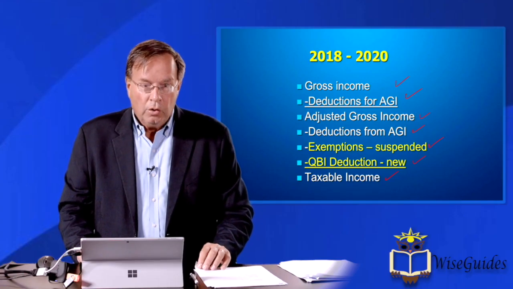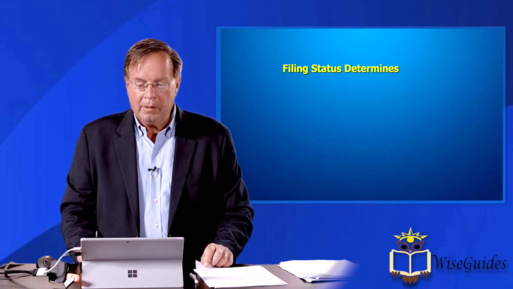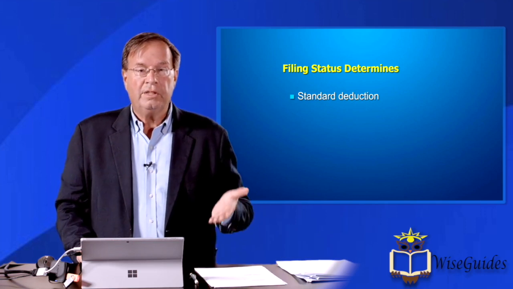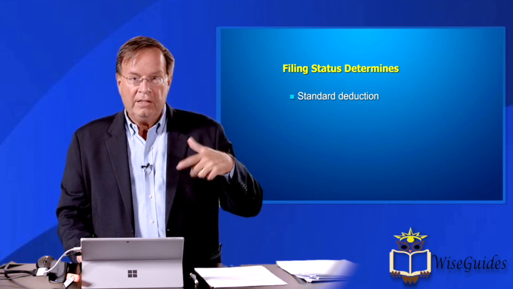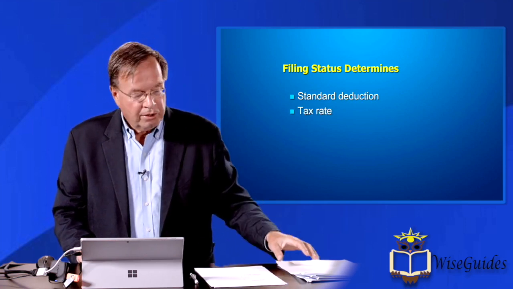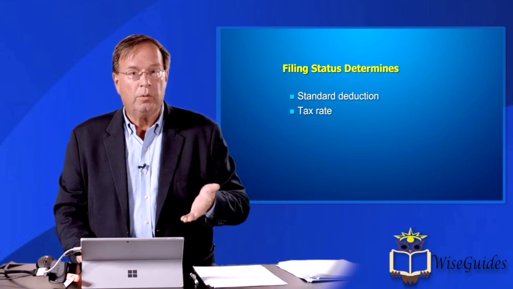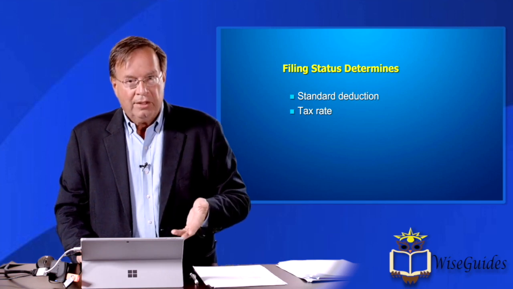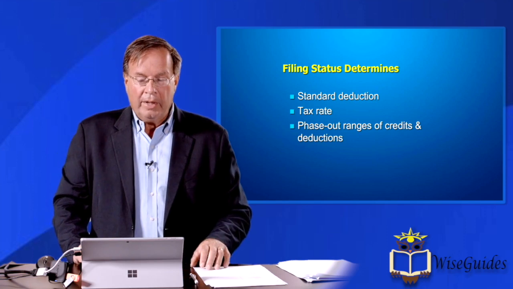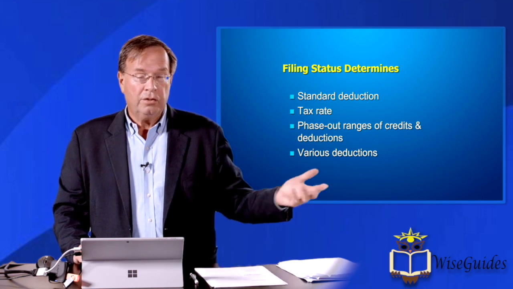Now, as we go through and look at all of these pieces, it's important to remember that filing status helps determine things. Filing status helps determine somebody's standard deduction, and these things are also indexed. It also determines their tax rate. There are different tax tables and different tax rates for different tax statuses. It also determines the phase-out ranges for credits and deductions, and it also determines what deductions certain people get.